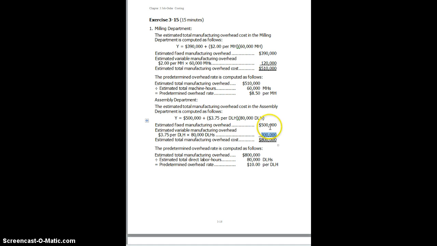Added to our estimated fixed manufacturing overhead of $500,000, our estimated total manufacturing overhead is $800,000. Therefore, the predetermined overhead rate for the assembly department will be the $800,000 of estimated total manufacturing overhead divided by the 80,000 estimated direct labor hours, to give us a predetermined overhead rate of $10 per direct labor hour.